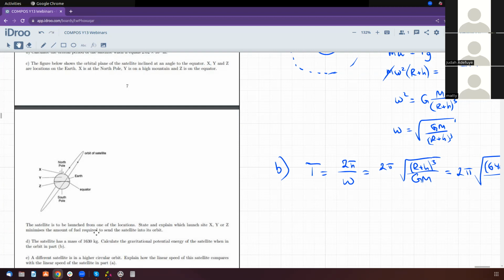The biggest thing, so on the pole X, there's no benefit. On Y, there is less fuel because the satellite already has GPE.